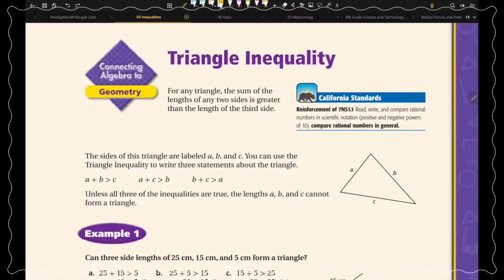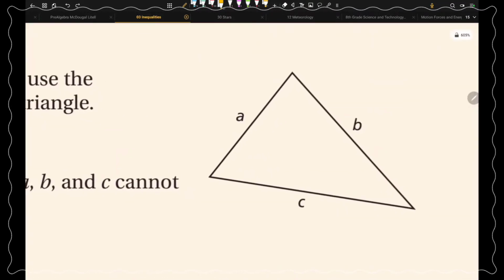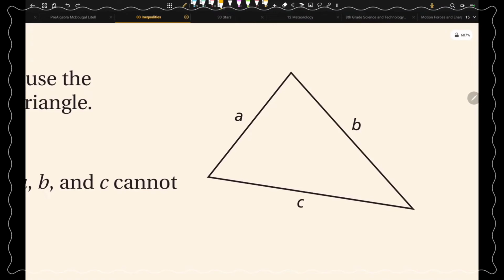Okay, the triangle inequality. It states that for any triangle, the sum of the lengths of any two sides is going to be bigger than the length of the third side. So, say you have this triangle. If you take the length of A and add it to the length of B, you will find that it's always going to be longer than the length of C.